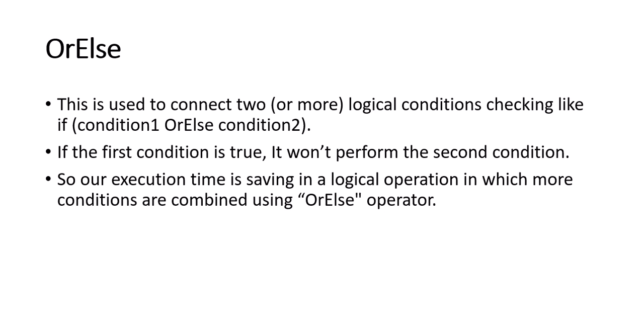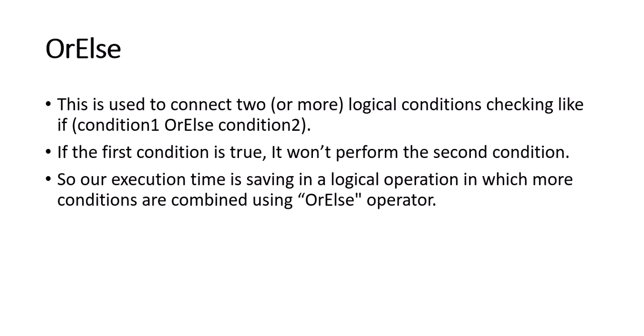The third one is OrElse. Just like AndAlso, OrElse connects two or more conditions, but it checks whether the first or the second one is true. If the first condition is true, it won't perform the second condition, because automatically if one is true, then the whole statement is true, because it's an or operation, right? So this will be used when you want to perform the action if either of the conditions is true.